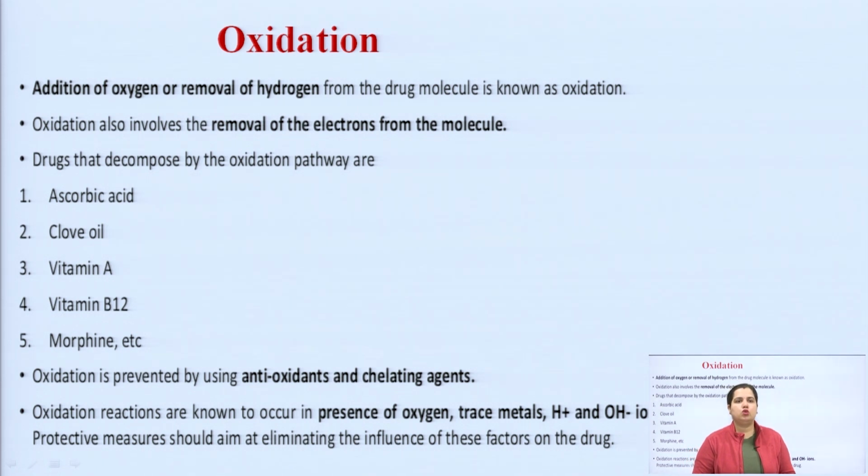Oxidation reactions are known to occur in the presence of oxygen, trace metals, hydrogen ions and OH ions. Preventive measures should aim at eliminating the influence of these factors on the drug. So, our target is to avoid these particular factors which affect the oxidation reaction in a drug, and may cause drug degradation. So, we generally add antioxidants or chelating agents to overcome this oxidation problem.